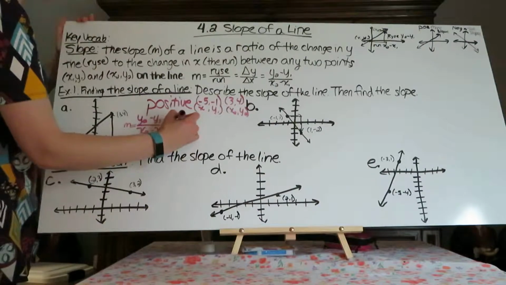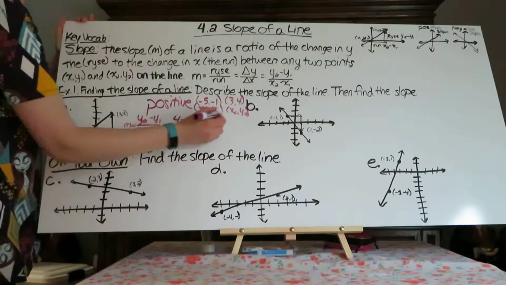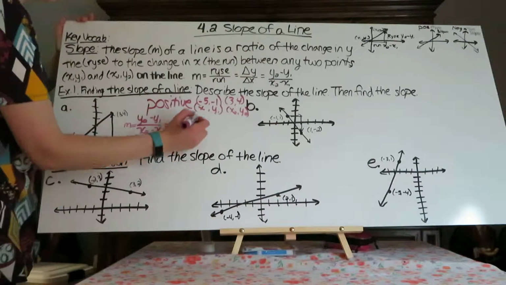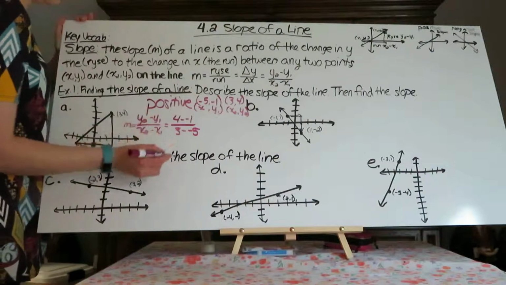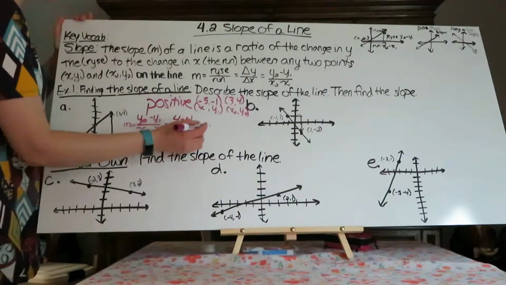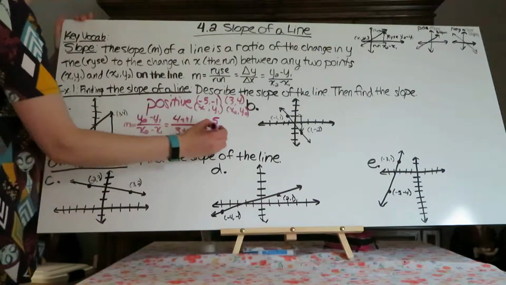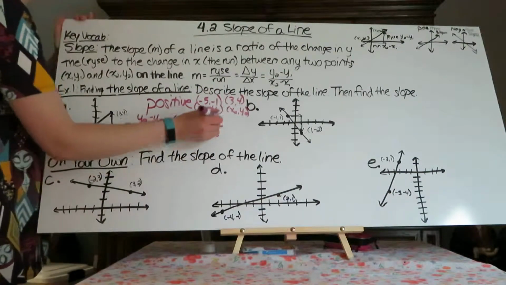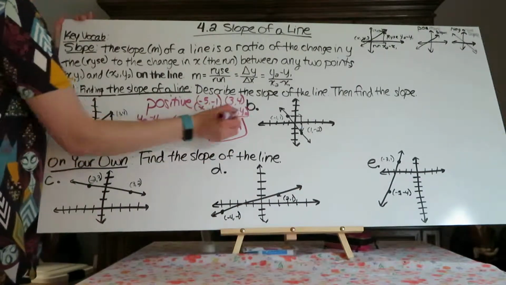y2, which is 4, minus y1, which is -1, divided by x2, which is 3, minus x1, which is -5. Well, when you see subtraction, add the opposite. So this becomes 4 plus 1, which is 5, divided by 3 plus 5, which is 8. So that means that our slope is 5/8.